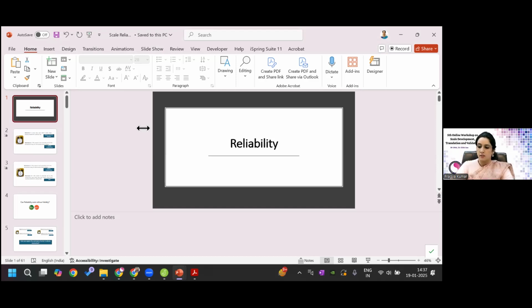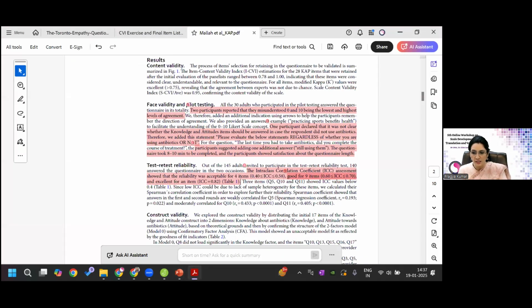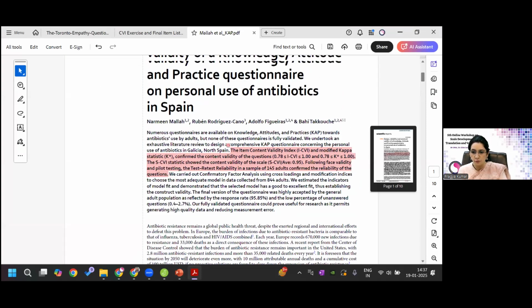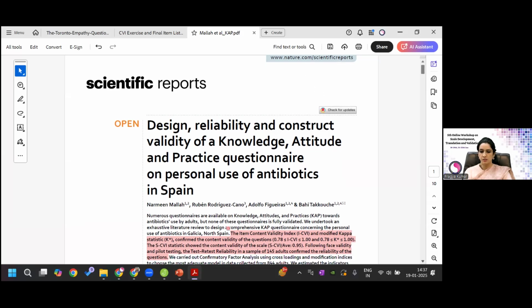Before I go to the reliability, let me take you through one of the articles, and we will use this article from now onwards. This was an article published in Nature, and the title is the design, reliability, and construct validity of a knowledge, attitude, and practice questionnaire on personal use of antibiotics in Spain. You can see this has been published in Nature.